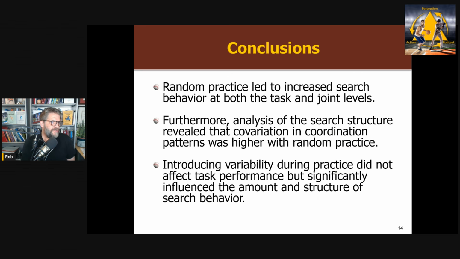Okay. So the main conclusions were that random practice led to increased search behavior at both task and joint levels, right? So both in finding an effective information movement control law and in finding a way to produce that law through different redundant ways. Further analysis showed that coordination variability was higher with random practice. This was encouraged more with random practice.